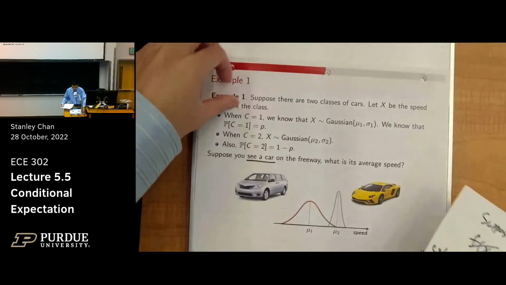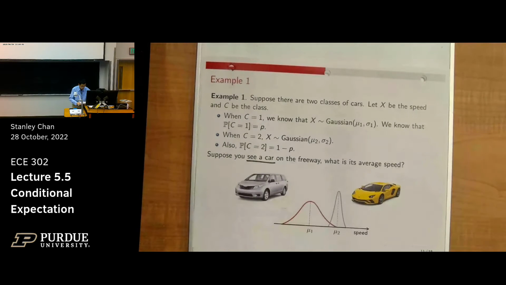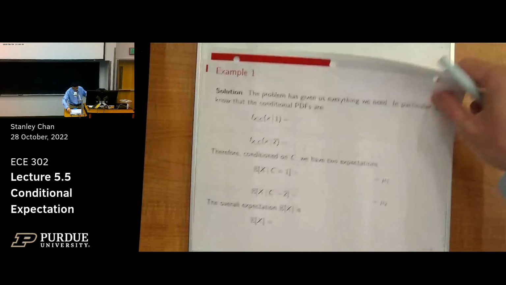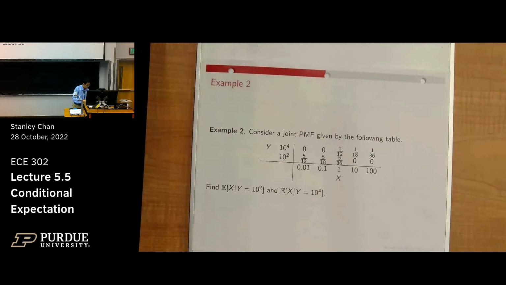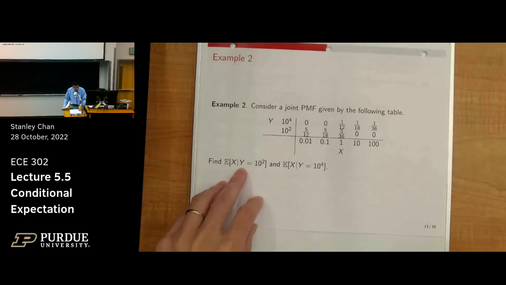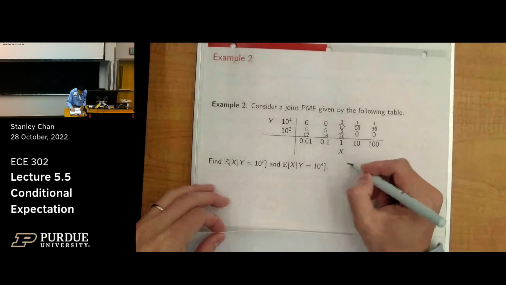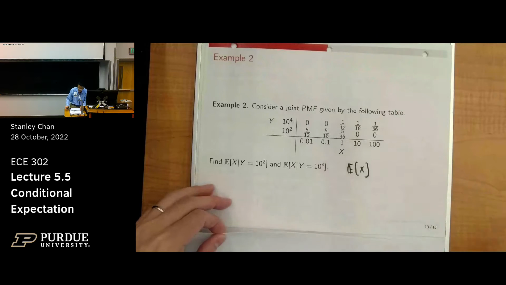Let's work on one more example so that we will become more familiar with this idea. So we have filled up this slide. Okay, so example 2. Example 2 is this. You have a joint PMF given by this table, and I want to find the conditional expectations for these two cases. Then, of course, I can also ask you, let's find the expected value of x.